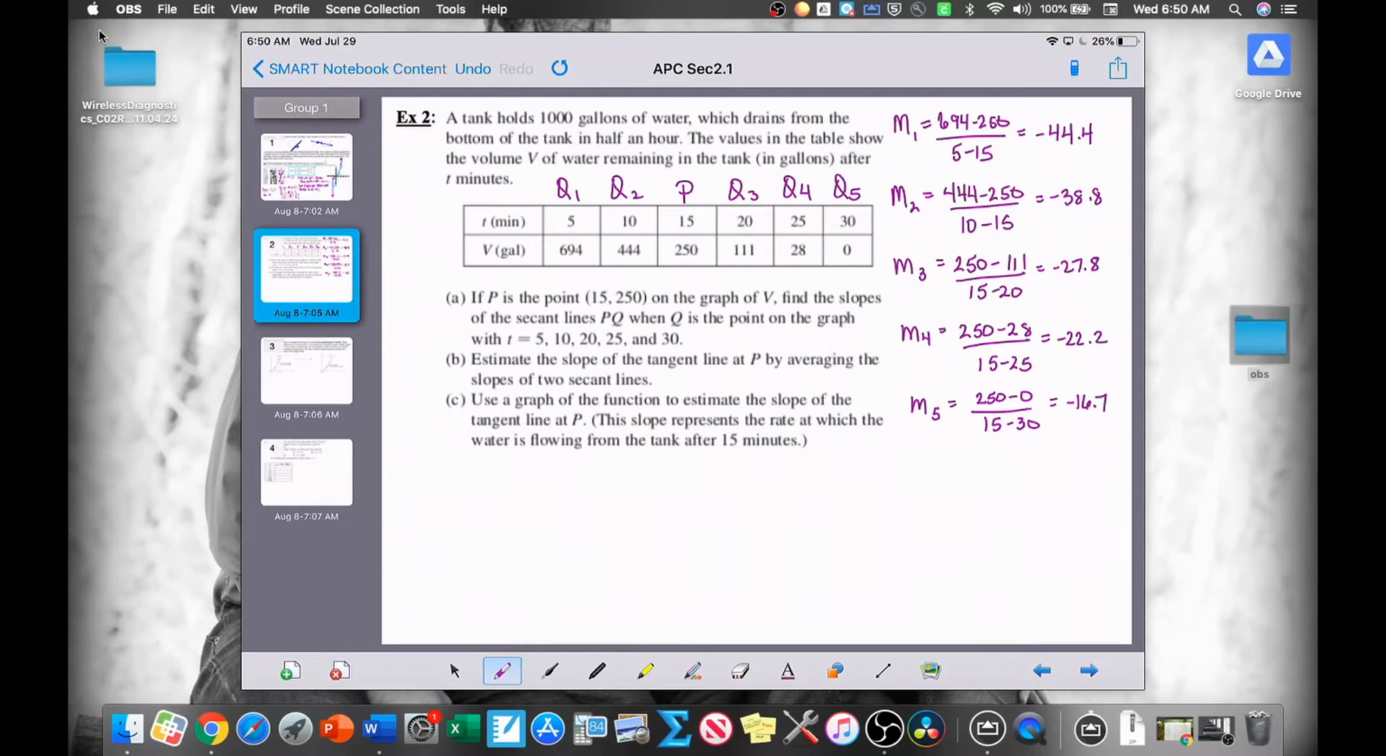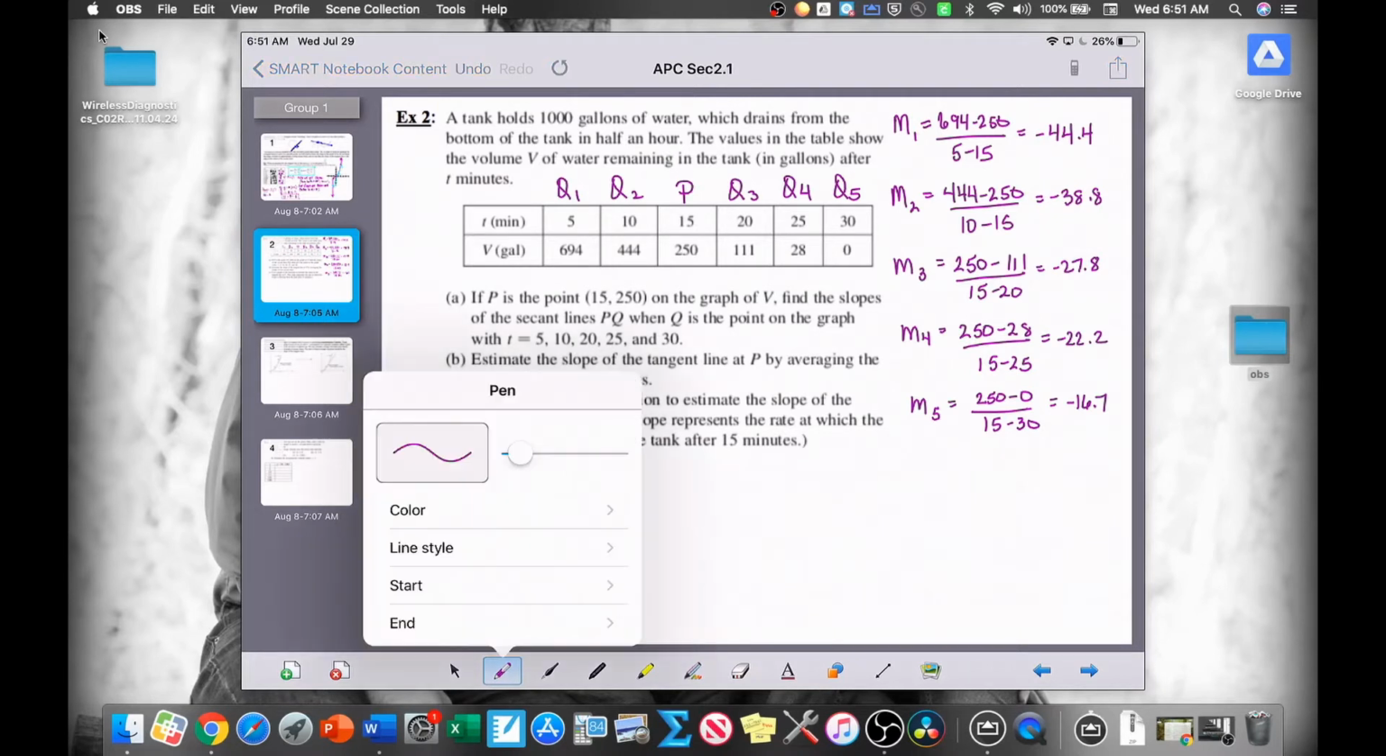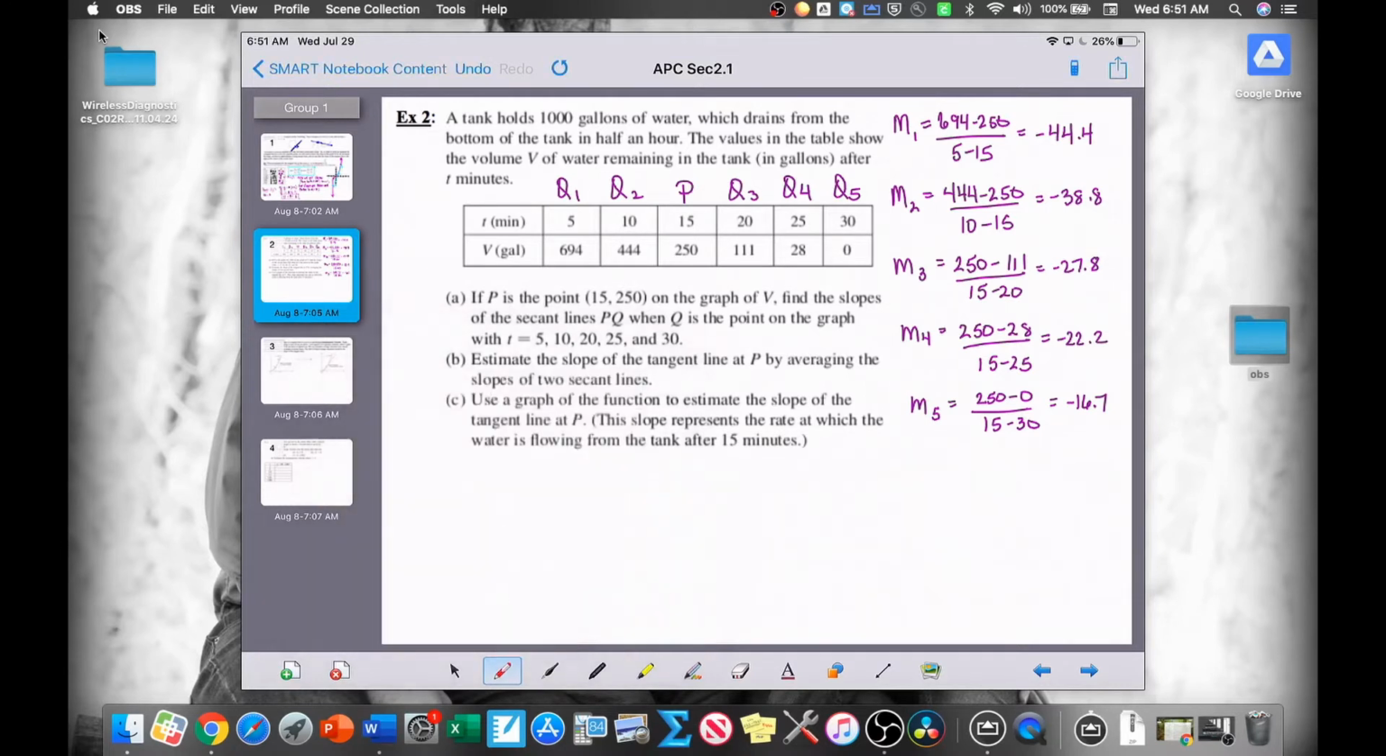Part B says, estimate the slope of the tangent line at P by averaging the slopes of two secant lines. Well, remember that P lives right between Q2 and Q3. So it makes the most sense if we're going to use the slopes of 2 points that we should use the averages of the slopes between Q2 and P and Q3 and P. So for part B, we're going to average these two slopes together.